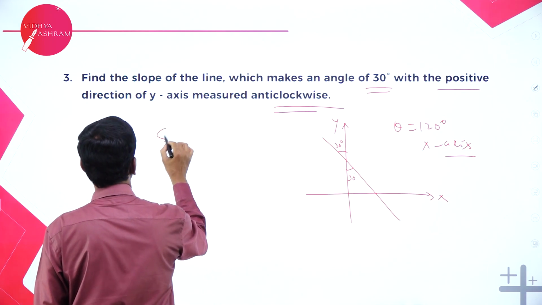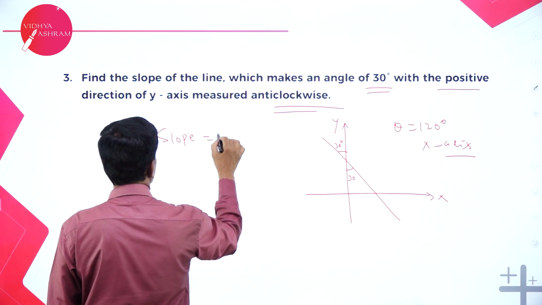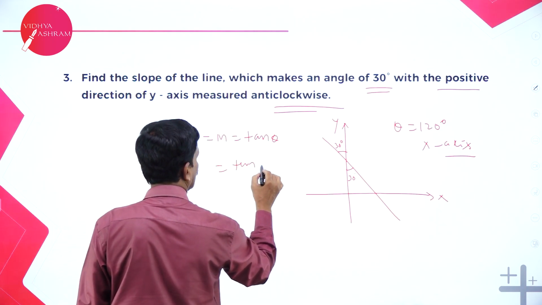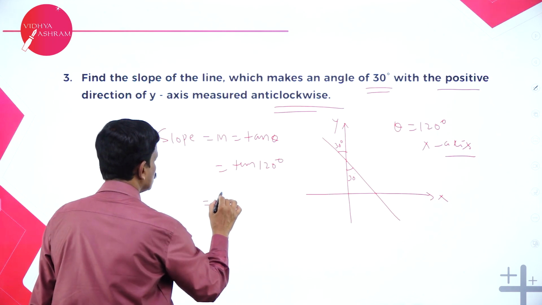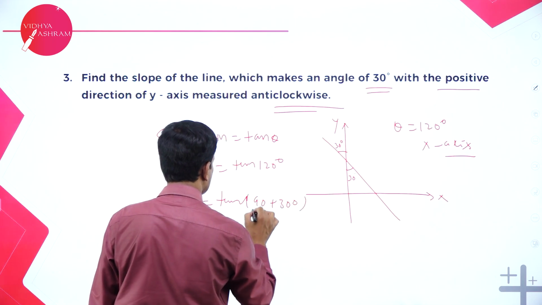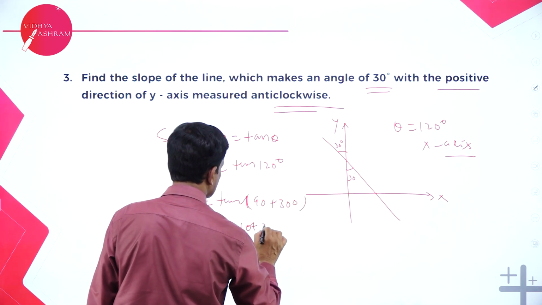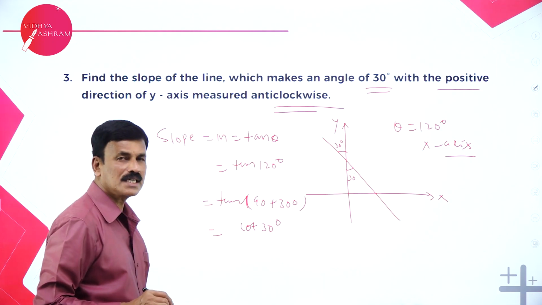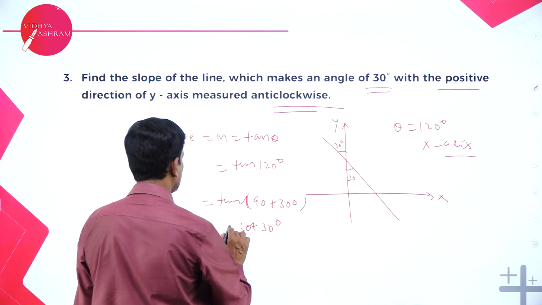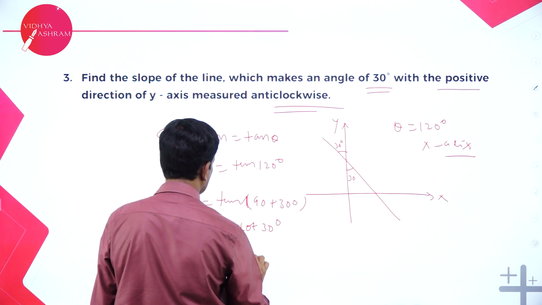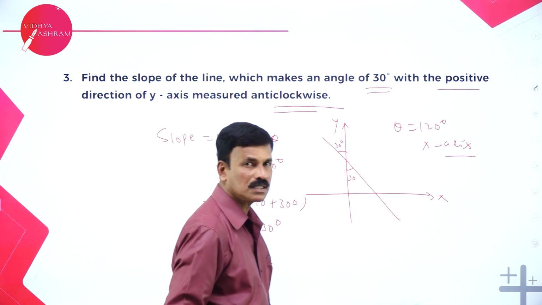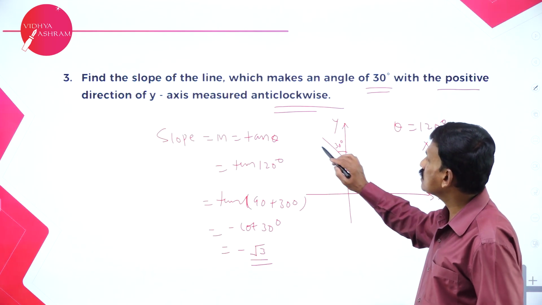Therefore, the slope m is equal to tan theta. Tan 120, you know, this is an allied angle, 90 plus 30. What is tan 90 plus 30? Cot 30 degrees. Since 90 plus theta comes in the second quadrant, and in the second quadrant tan and cot are negative, it is minus cot 30. What is cot 30? Cot 30 is root 3, so the slope is minus root 3.